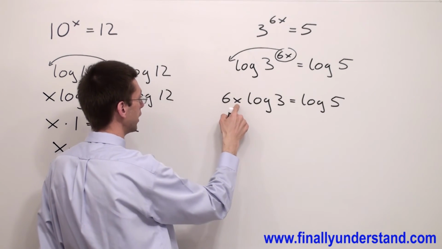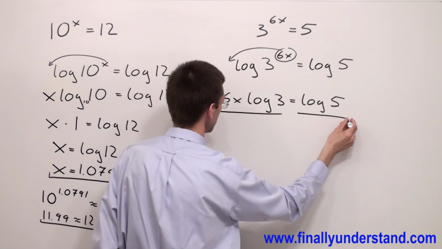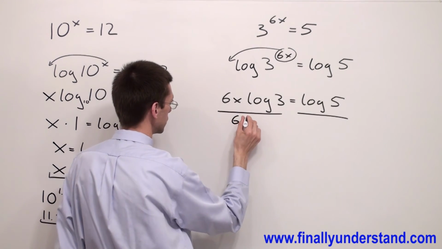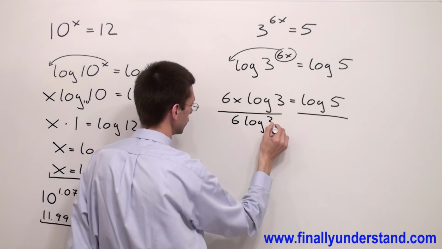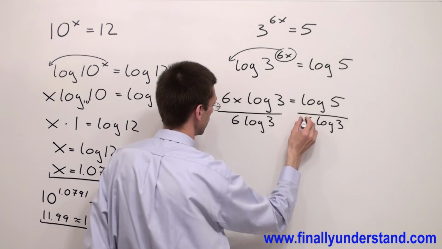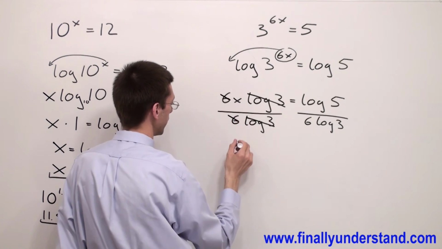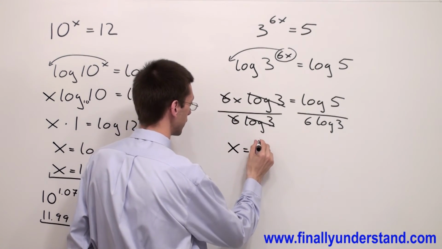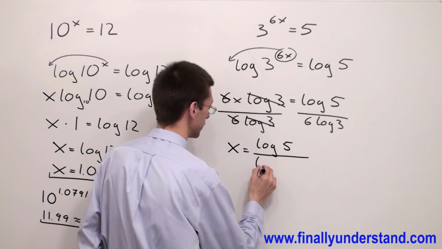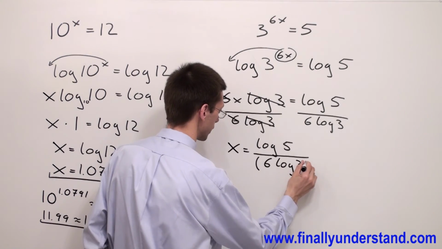In order to find the value of x, I have to divide both sides of the equation by everything that is multiplied by x. So I have to divide both sides by 6 log of 3. Log of 3 and log of 3 will cancel out. 6 and 6 will cancel out. x is equal to logarithm of 5 over, open parenthesis, 6 logarithm of 3.